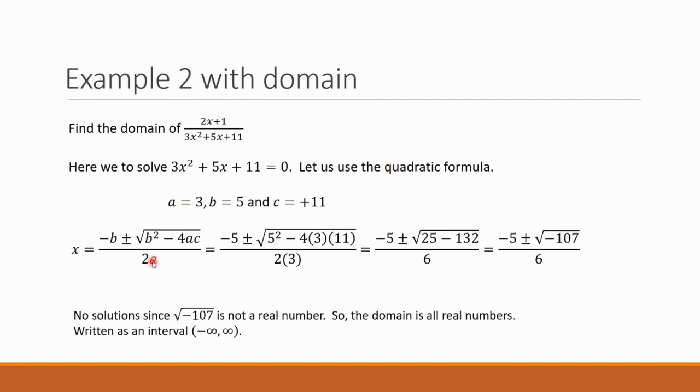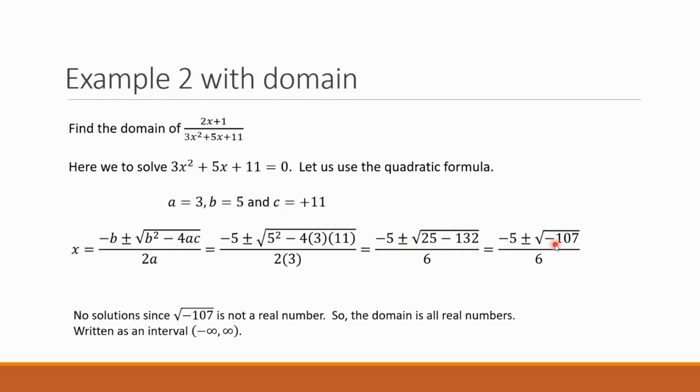So in this case, we use the quadratic formula and plug the numbers in. We have x equals negative b, so -5, plus or minus the square root of 5 squared minus 4 times 3 times 11, all divided by 2 times 3. We do this, and you end up getting -5 plus or minus the square root of 25 minus 132, over 6.